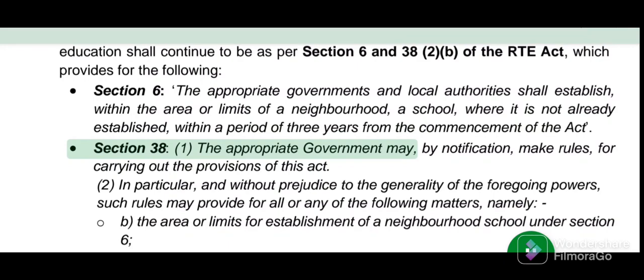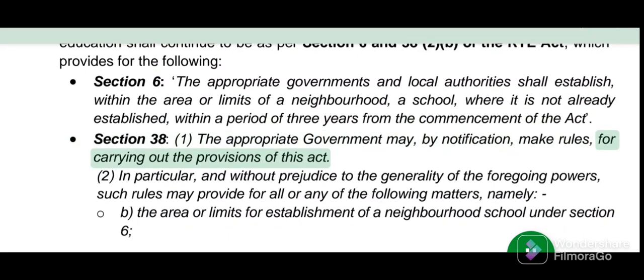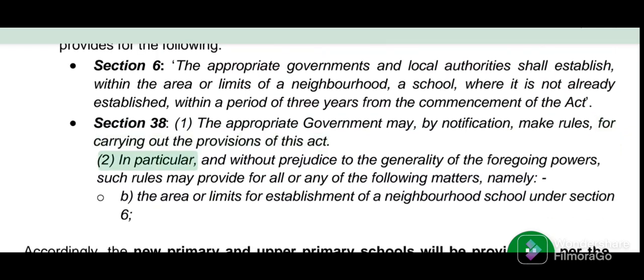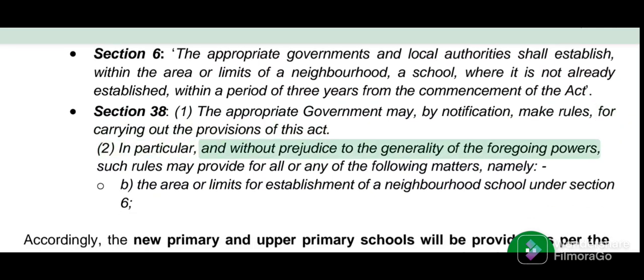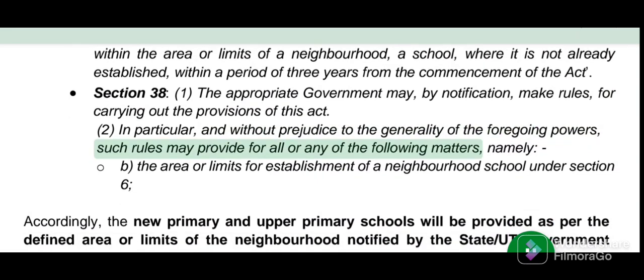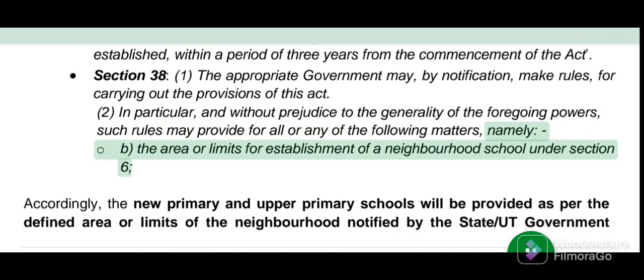Section 38. 1. The appropriate government may, by notification, make rules for carrying out the provisions of this Act. 2. In particular, and without prejudice to the generality of the foregoing powers, such rules may provide for all or any of the following matters, namely, (b) the area or limits for establishment of a neighborhood school under Section 6.